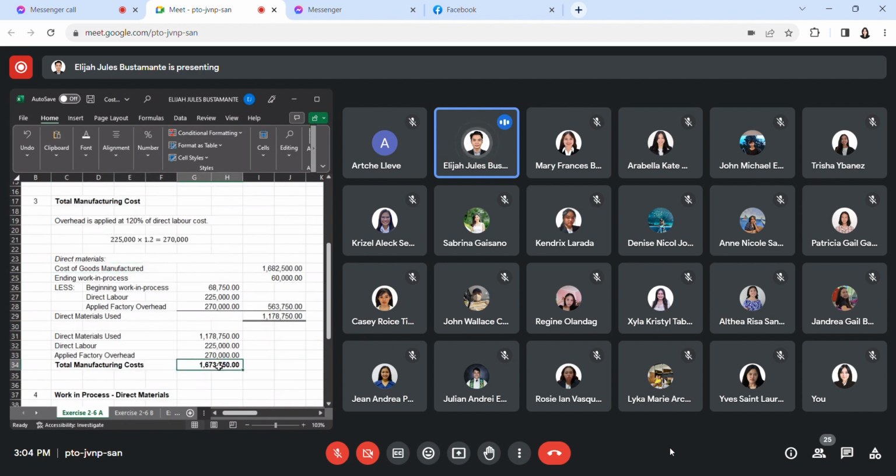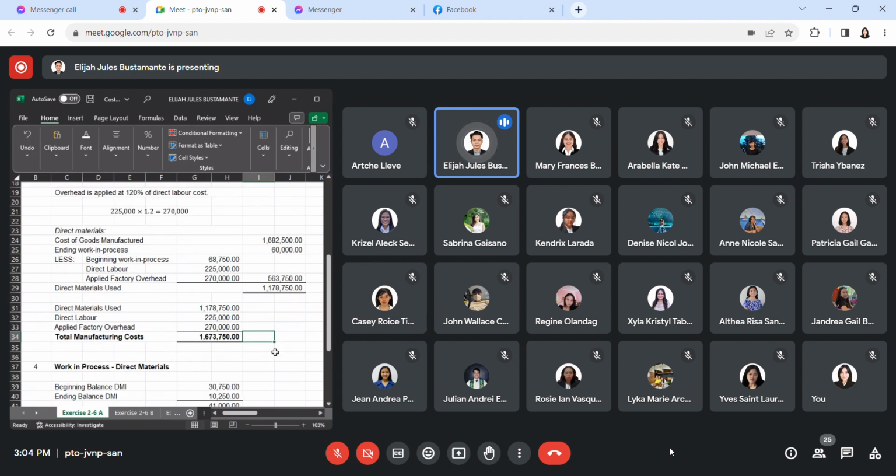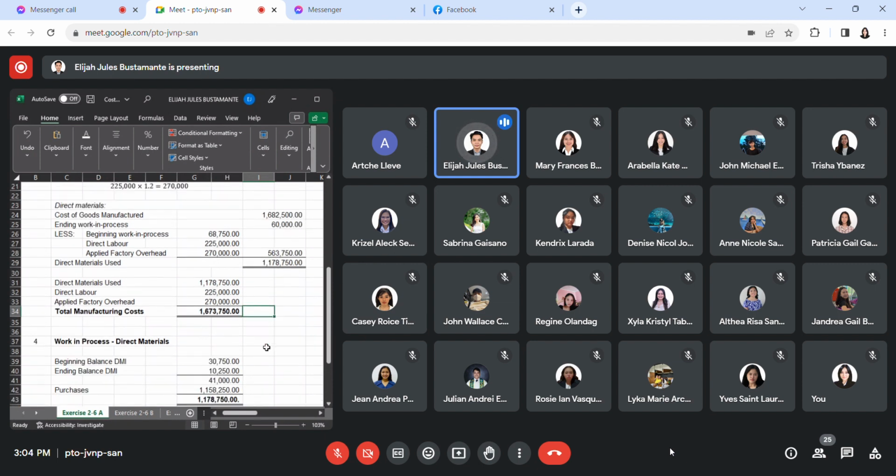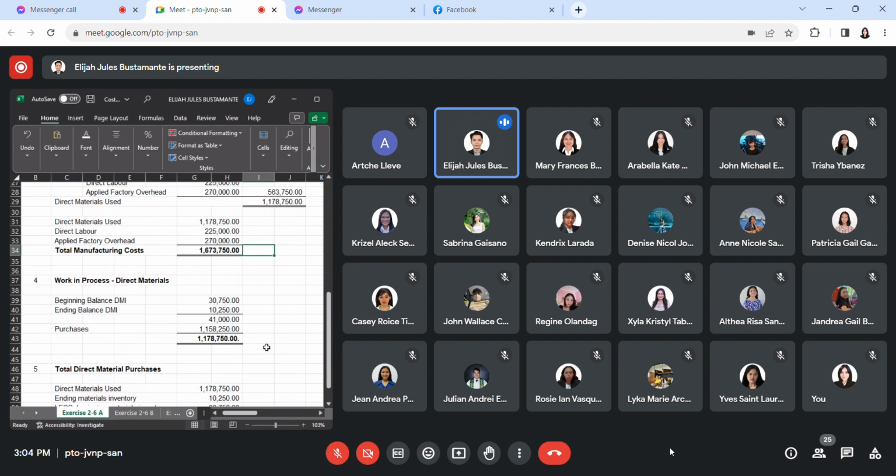To get the total manufacturing cost, we added the direct materials used, which is 1,178,750 plus direct labor 225,000, and then applied factory overhead nga 270,000. So ang total manufacturing cost nato is 1,763,750.